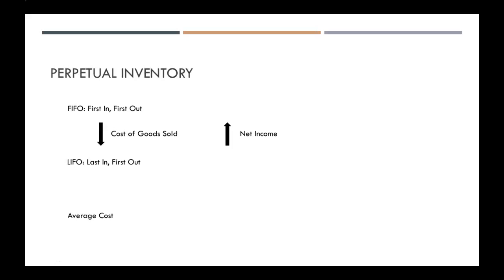Now, what about LIFO? Well, LIFO gives you a higher cost of goods sold. So that means you're going to have a lower net income. So that doesn't sound very good, right? Well, if we have a lower income, that also means that we have less in taxes. So if a company is using LIFO, they'll be having to pay less in income taxes.